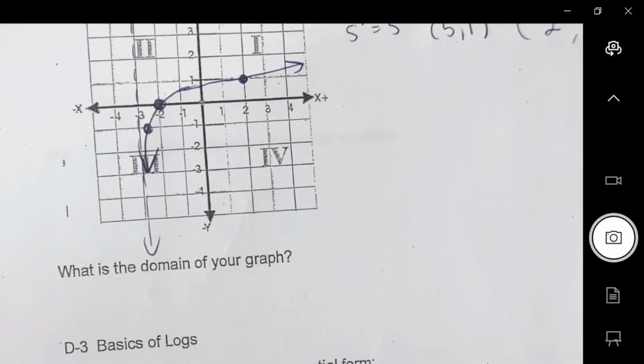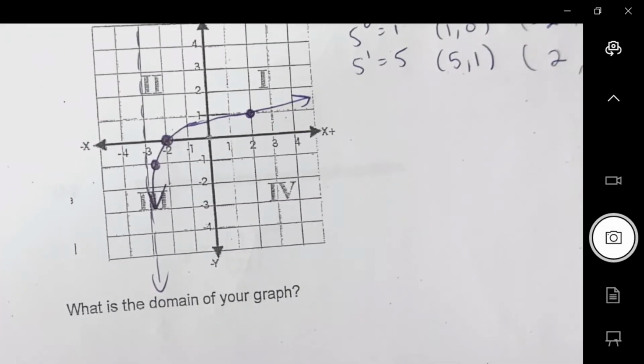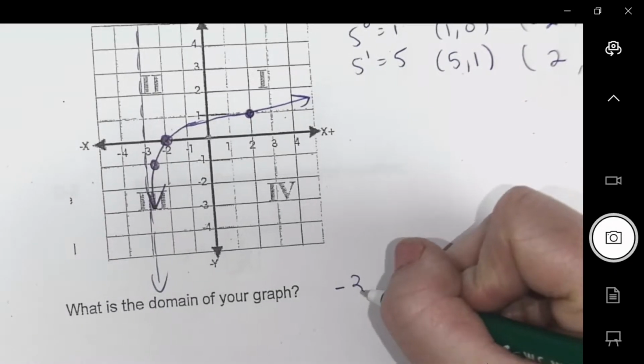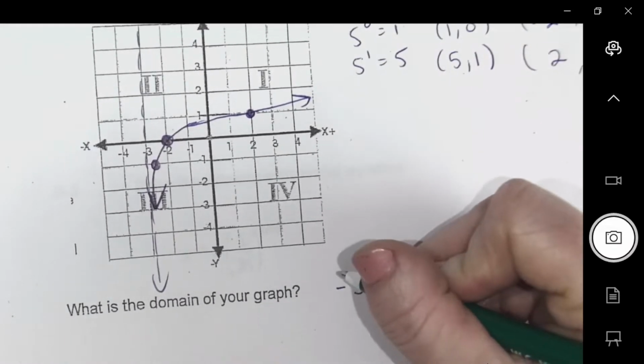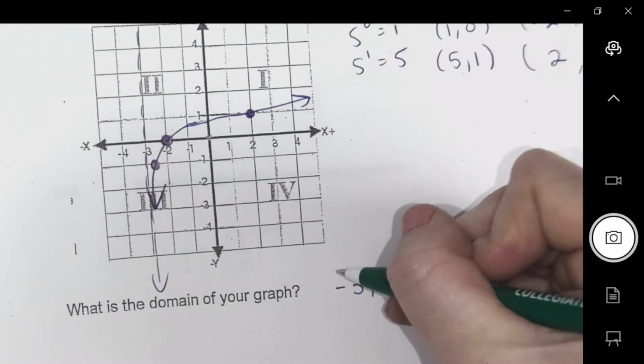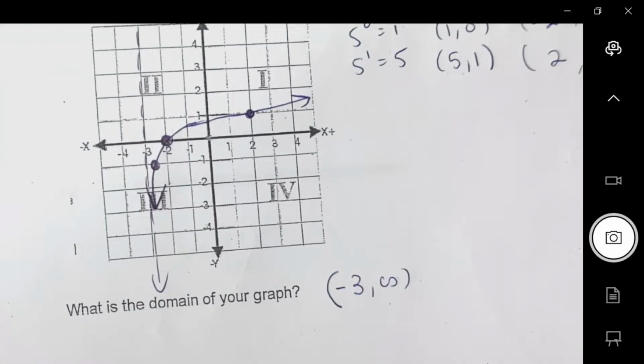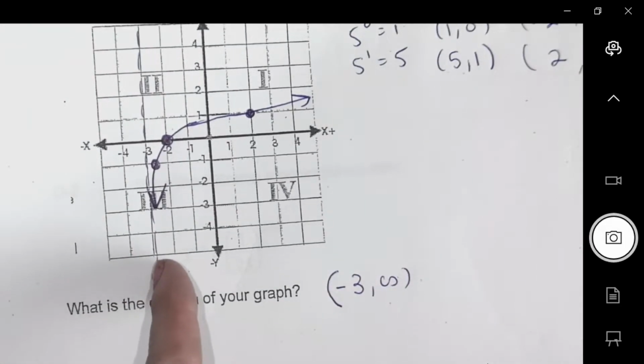What is the domain of this graph? So x values are from what to what? From -3 to infinity. What kind of bracket do we want to do here? Square. Round. The reason is because x never touches -3. There's an asymptote there. It doesn't touch.